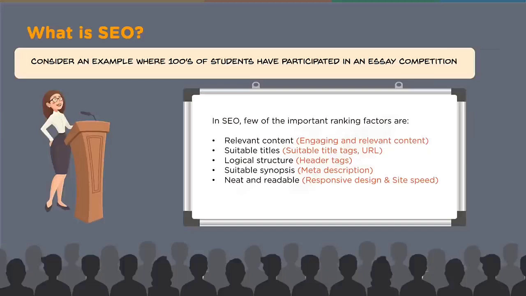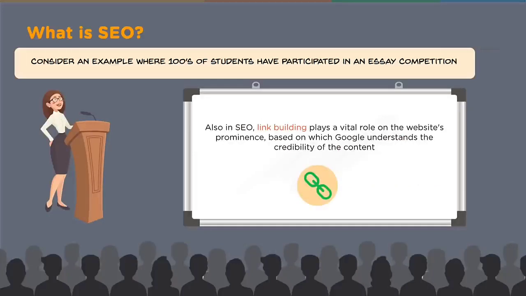And in order to be readable, again, we're going to talk more about site speed because site speed's important. And when I say responsive design, that means your page needs to load both on desktop and also on mobile. And so all these things are important. Just like an essay competition, Google is the judge, and they need to be able to determine what page is best to rank number 1, number 2, number 3, etc. on Google search.